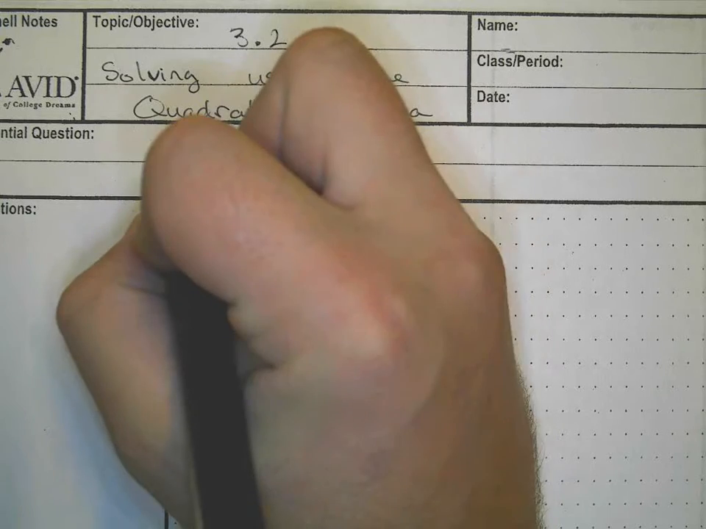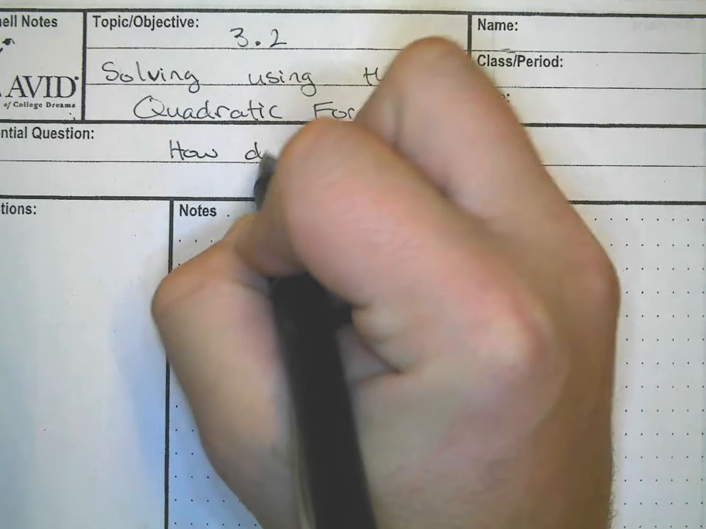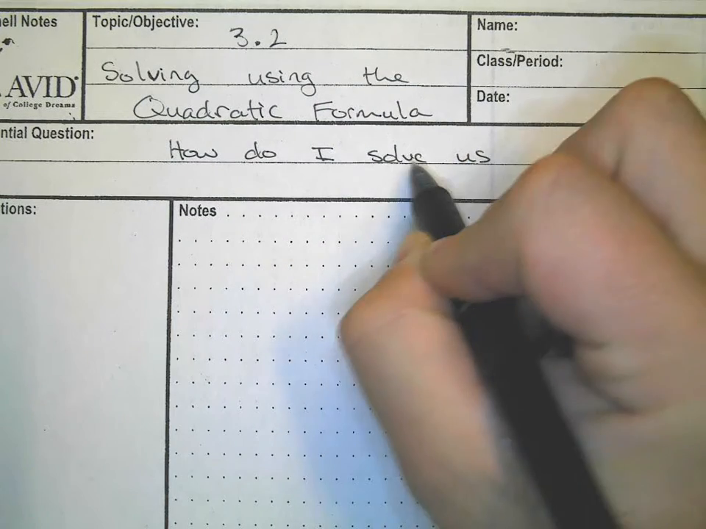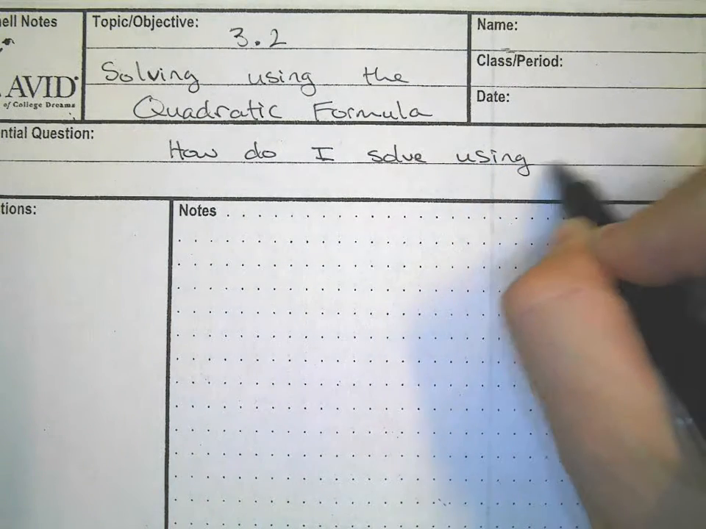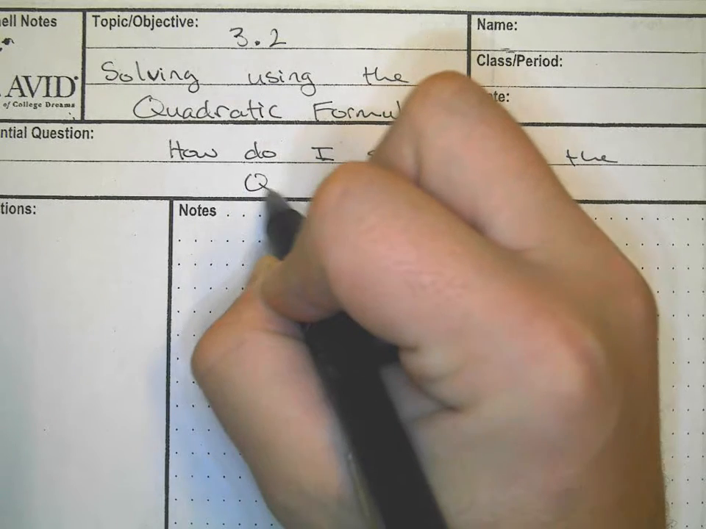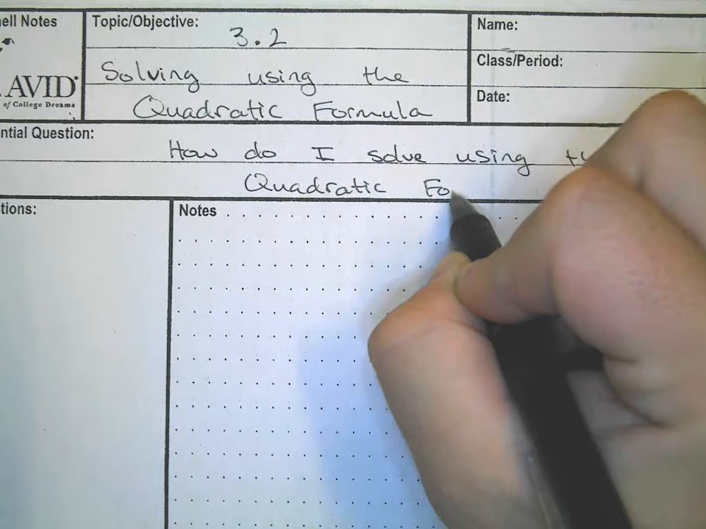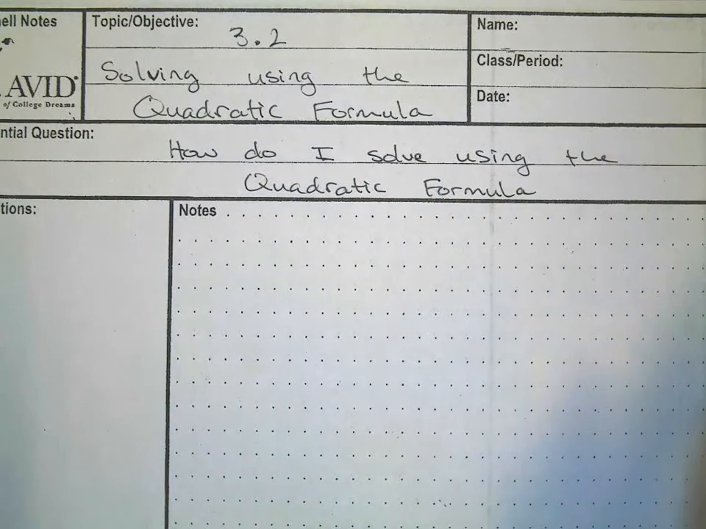So our central question will be, how do I solve using the quadratic formula?